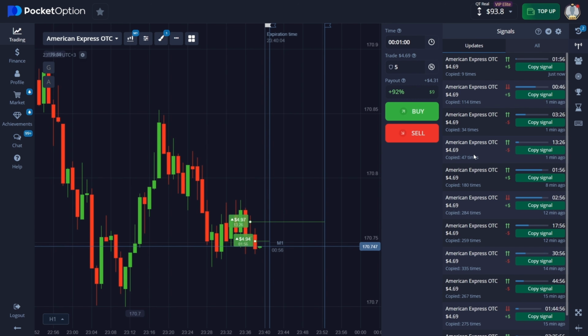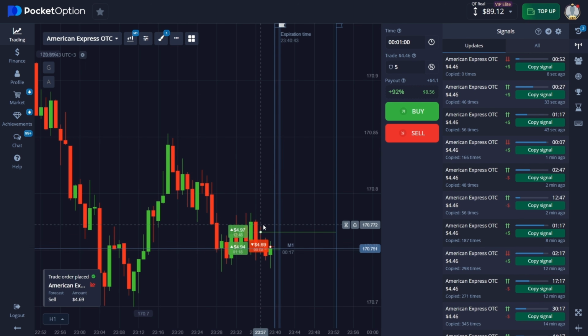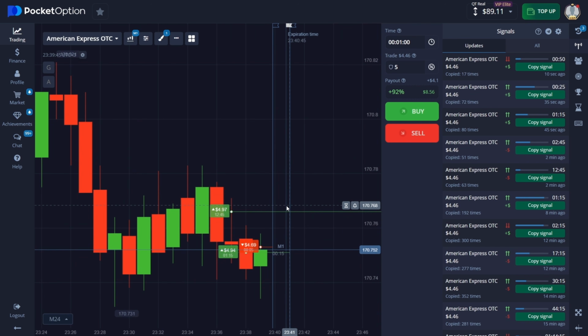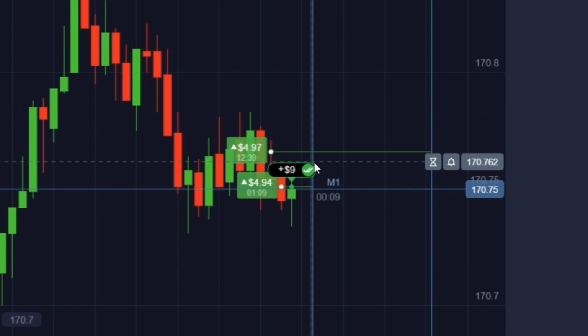Currently, the trade is not in our favor, but we still have 1 minute and 55 seconds left. Okay, I copied another trade for 10 seconds for the downside move because the number of times had increased. And we won it.